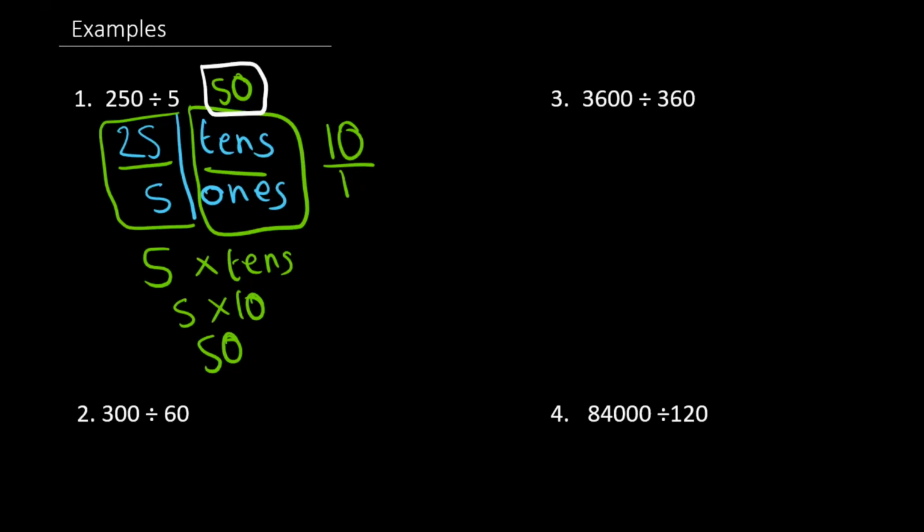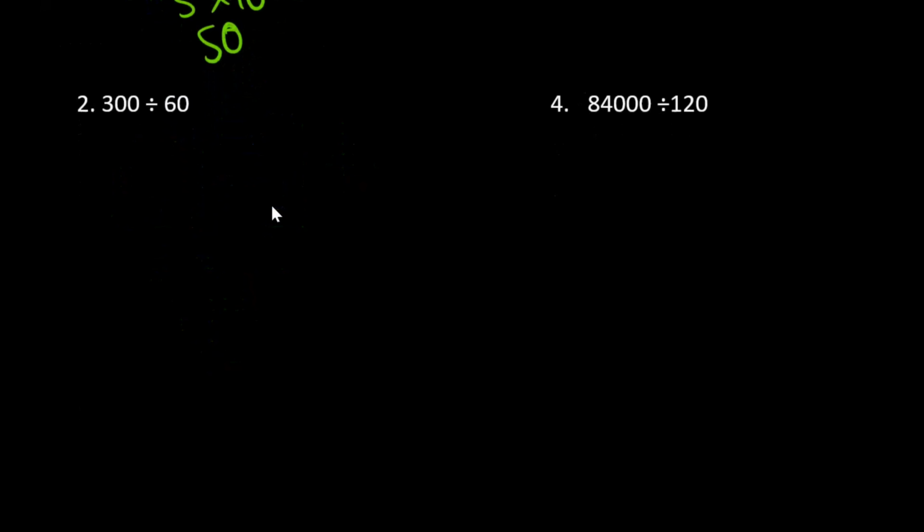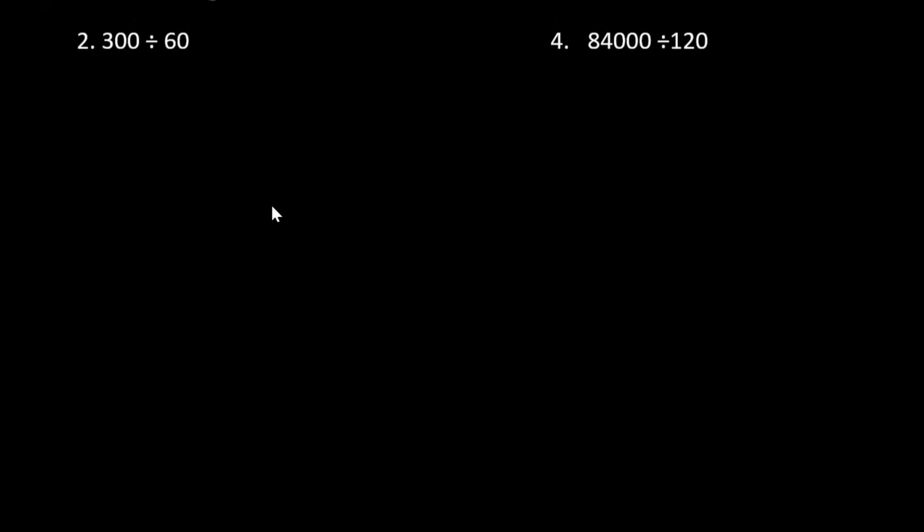Now let's do the second question. I'm gonna scroll it up so that we can do our work. Alright, so 300 divided by 60. Okay, 300 divided by 60. So let's do that again, simplify it. 3 hundreds, and then 6 tens.